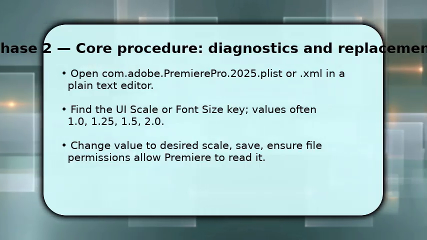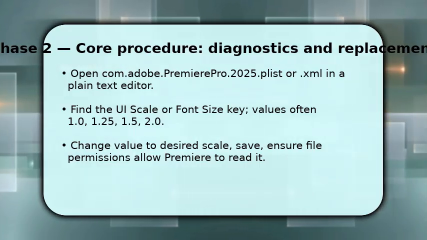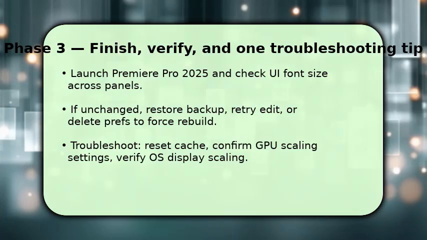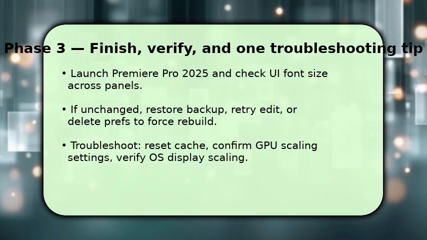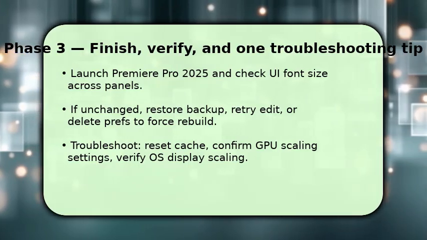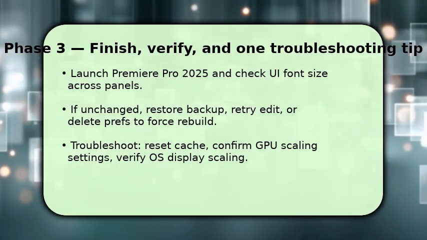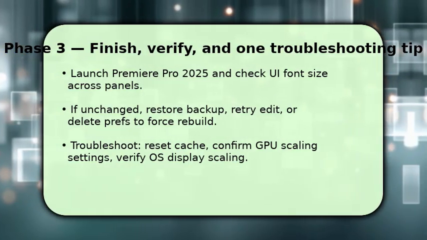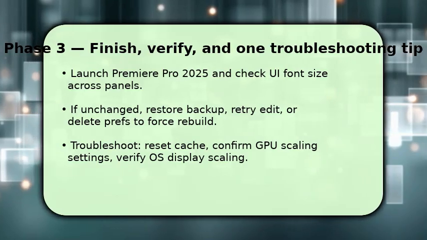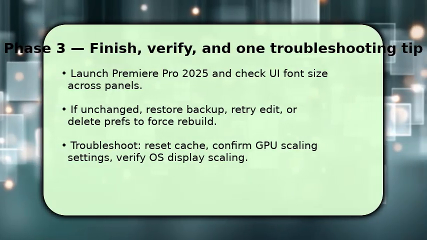If the key is missing, add a properly formatted entry. Keep consistency with surrounding syntax. After saving, start Premiere Pro and inspect the UI. Timeline, tools, menus, and panels should reflect the new font scale. If nothing changed, quit and double-check the edited file for syntax errors, then restore the backup and retry.